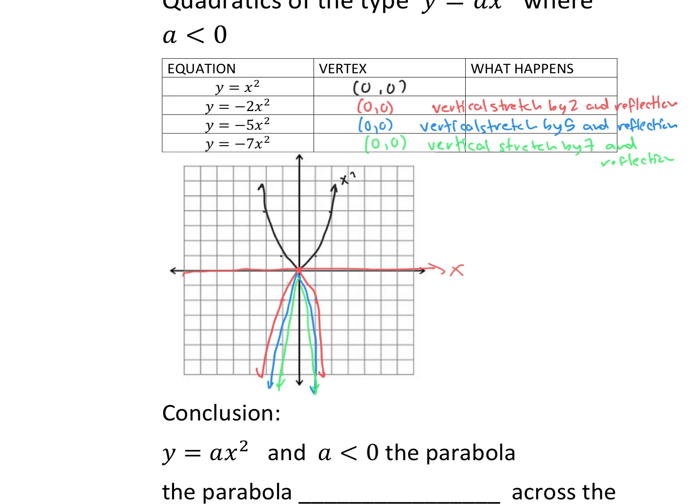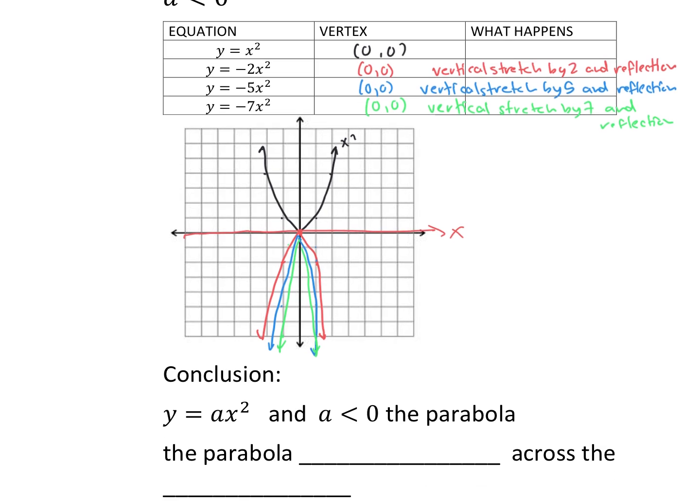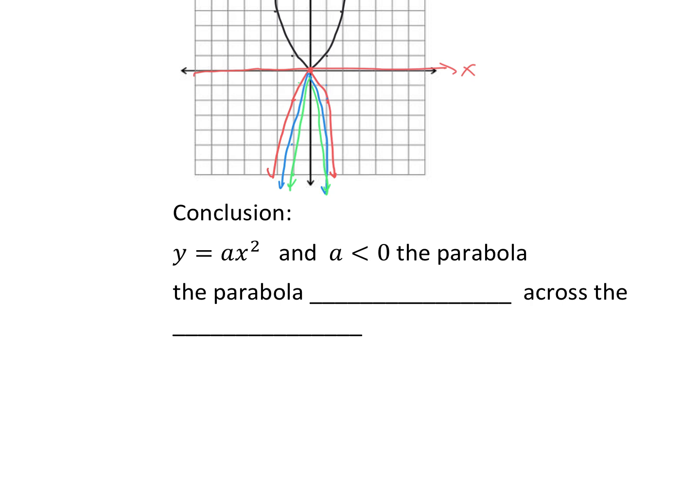So it's important to note that the reflection is in the x-axis. It flips it over the x-axis. So if I have a less than 0, the parabola is a reflection across the x-axis. So that's the main part, the negative. So if you multiply by a negative, it's going to be a reflection across the x-axis.